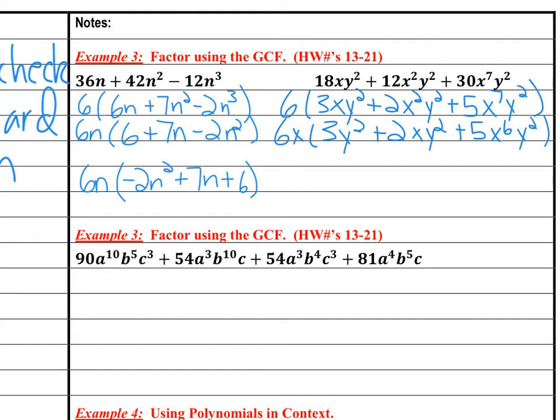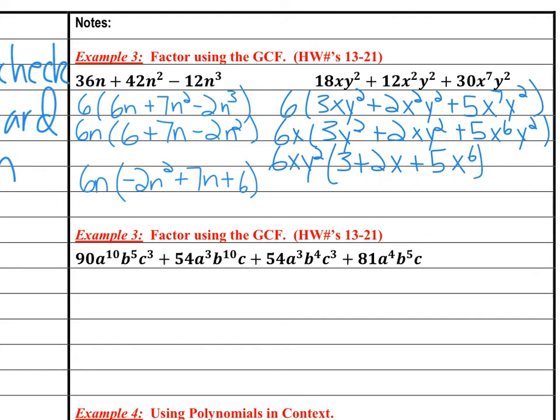Now I'm looking at the y's. They all have y squared, so I can take that out. 6x y squared would go in front. And if I look, I have just a 3 left for the first term. I would have 2x left for the middle, and at the back I would have 5x to the 6 left.